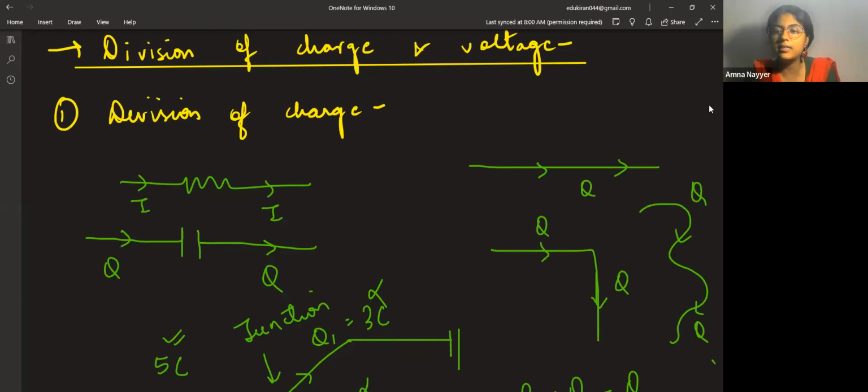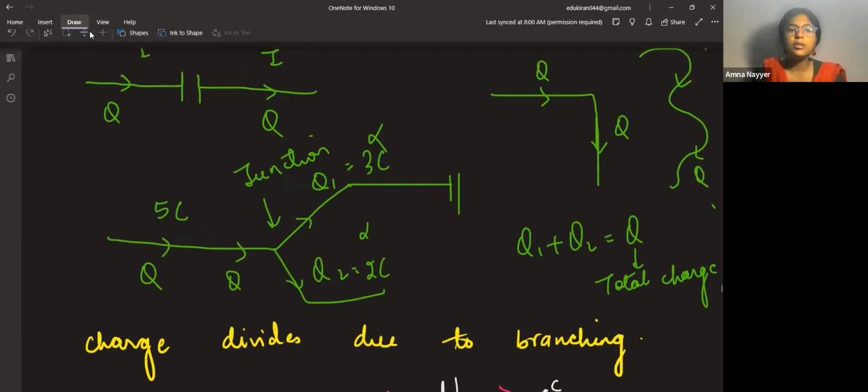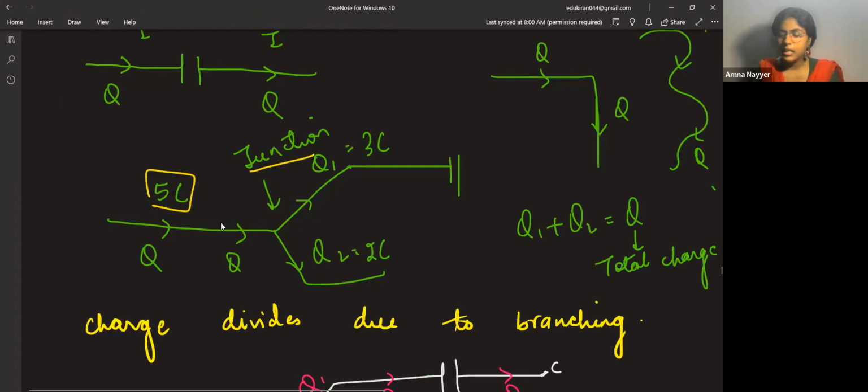One example, look at this example. Charge Q is coming. For example, 5 coulomb of charge Q has come. Now this 5 coulomb of charge is coming, and here there is a junction. This is the junction which is dividing the wires into two components. Now what will happen? Equally or unequally, depending upon the voltage and rest of the factors, the charges will divide themselves.